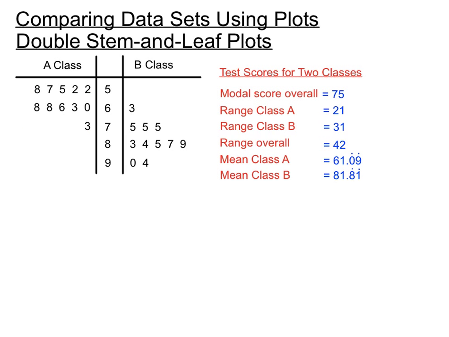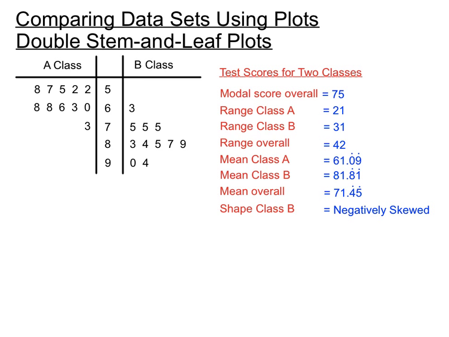We could do that for class B as well. Add 63 plus 75 plus 75 plus 75 right up to 94 and divide by 11 there. And you can see you can make a comparison statement, or a conclusion, that the class average for class B is over 20 marks higher than the class average for class A. So we could make some statements about that. We could also get the mean overall. We could add up all those scores and divide by 22 and get the fact that the mean overall between the two classes was 71-ish.